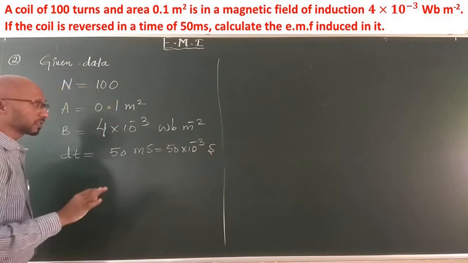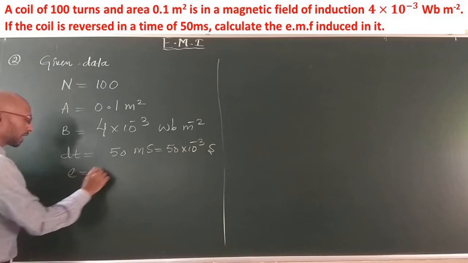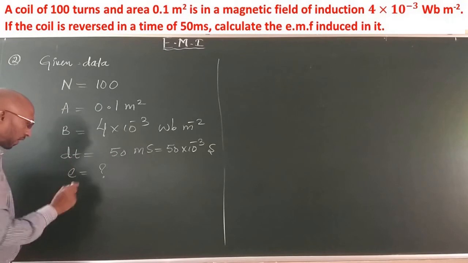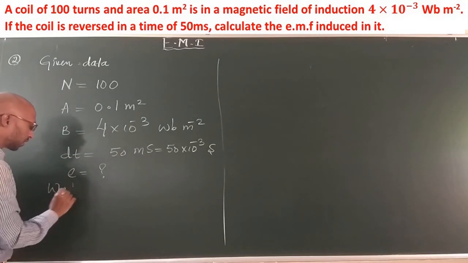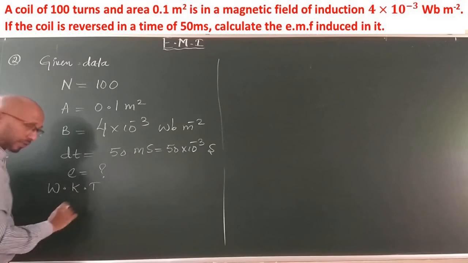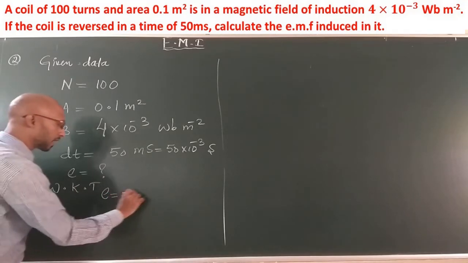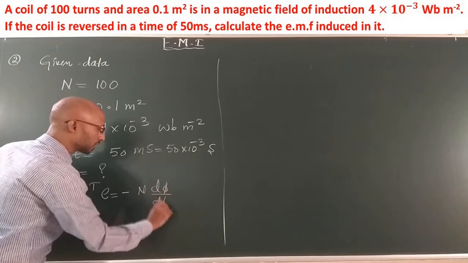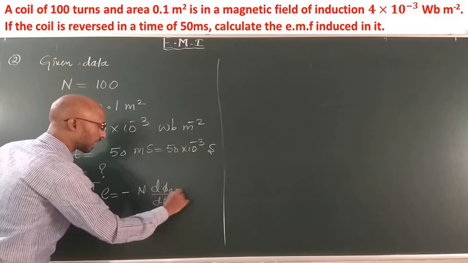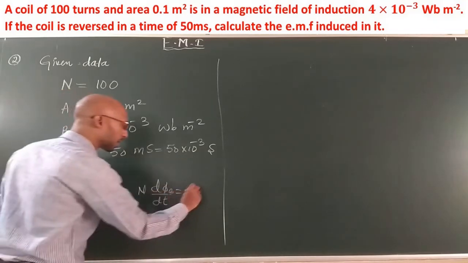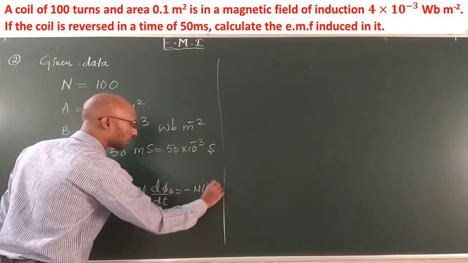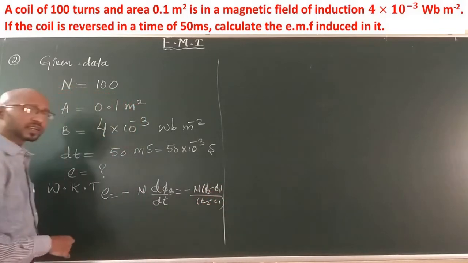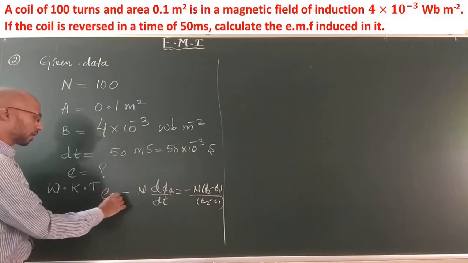Now what is the question asking? How much EMF will be induced if the coil is reversed in this much time? What is the formula? We know that the EMF induced in a coil is minus N times the rate of change of flux with respect to time. That is, minus N into flux change by time interval. This is the formula we have.